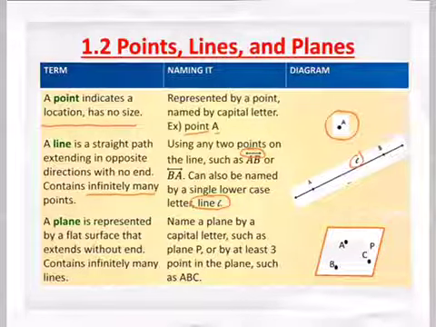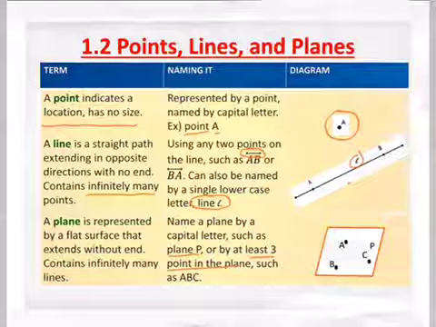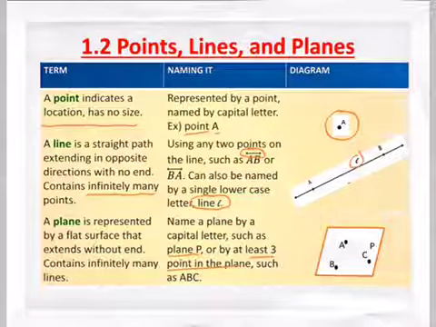A plane is represented by a flat surface that extends without end. It contains infinitely many lines. So within a plane, there are millions upon millions of lines, or infinitely many lines. In order to name a plane, you can name it by a single capital letter that is not designated to a point, or by 3 points in the plane. So in this case, A, B, and C. Or you could just name it P, since P is a single capital letter that's not designated to an actual point.